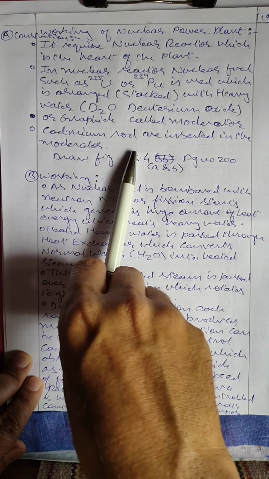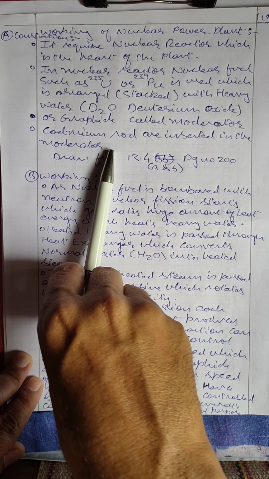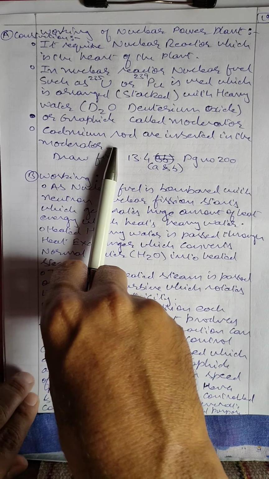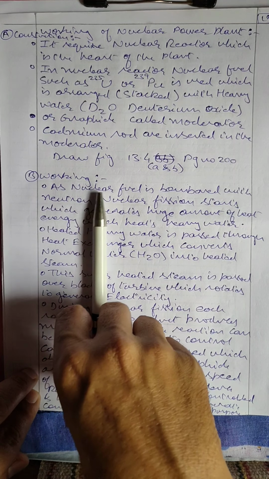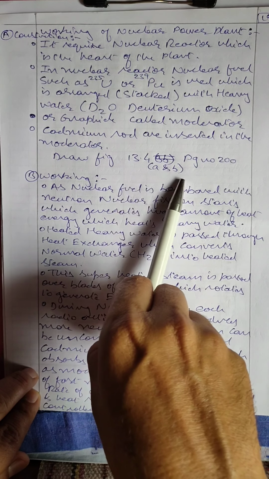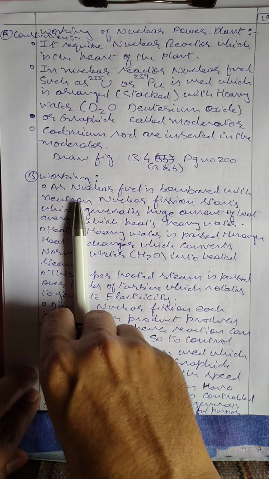Then cadmium rods are inserted in the moderator, means in graphite, cadmium rods are inserted. And what is the purpose of cadmium in the moderator? We will study now in working. I want you to draw figure 13.4 A and B on page number 200. Working: how does the nuclear reactor work?